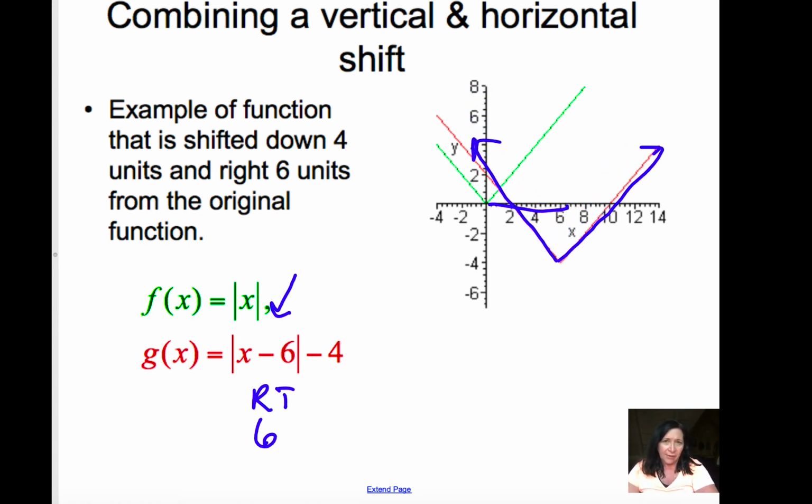And that's what this does down here. So the value down here drops it down 4 units. And then this moves it left and right.